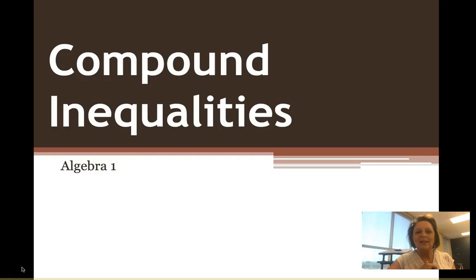Today we're going to look at compound inequalities. We have looked at solving one-step and multi-step inequalities, and now we're going to look at compound inequalities.